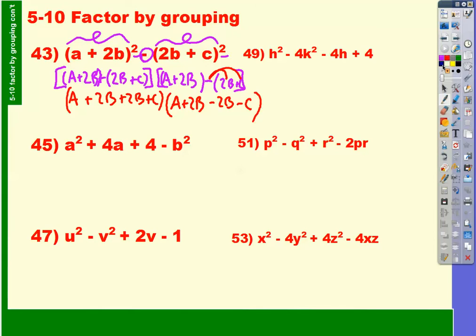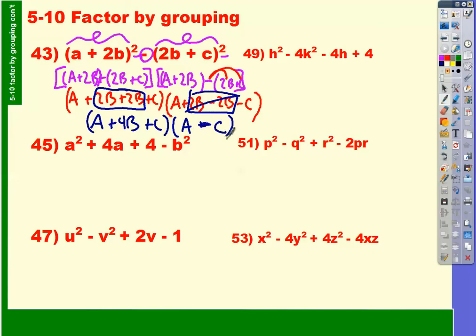Well, I have b's, right? These are similar terms, so I can combine them. So I have a plus 4b plus c times, oh my goodness, look at that. We can combine these. So we have a minus c, because these 2 cancel out. And that's it for problem 45.